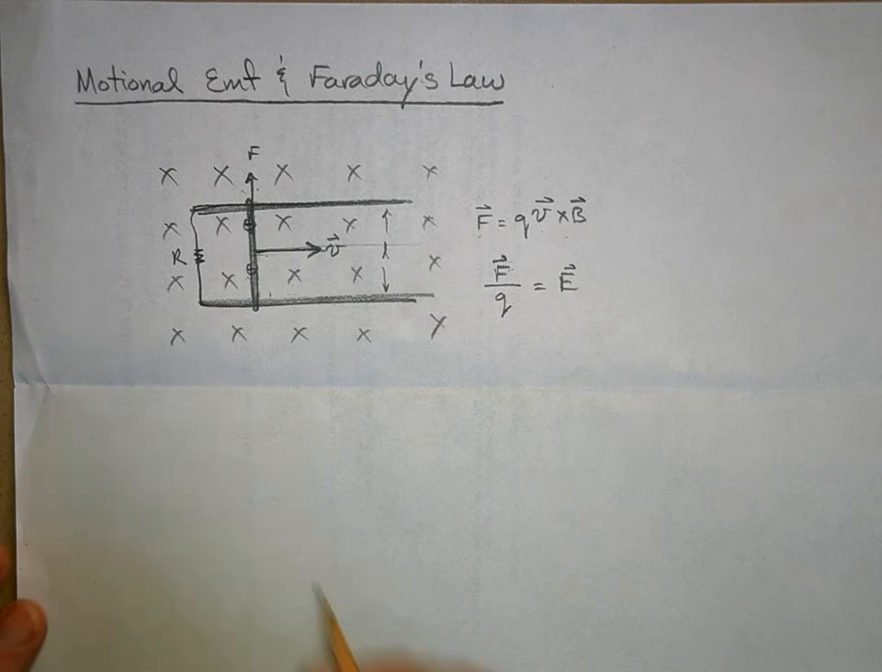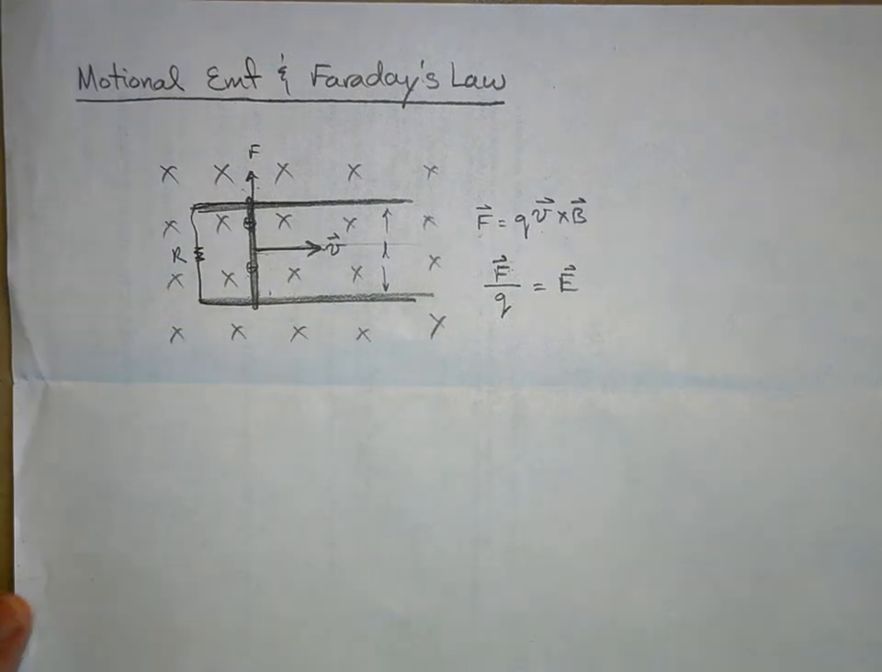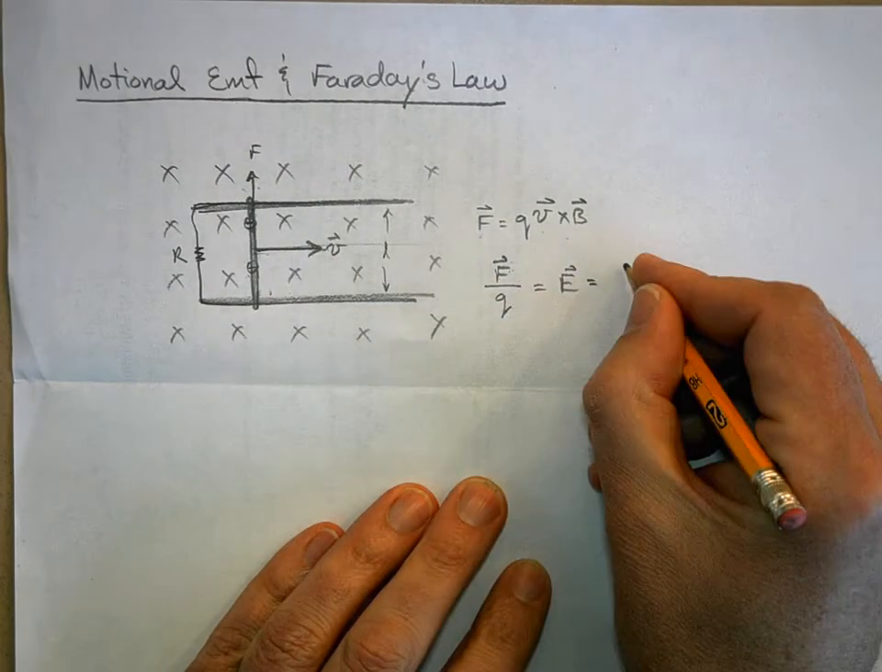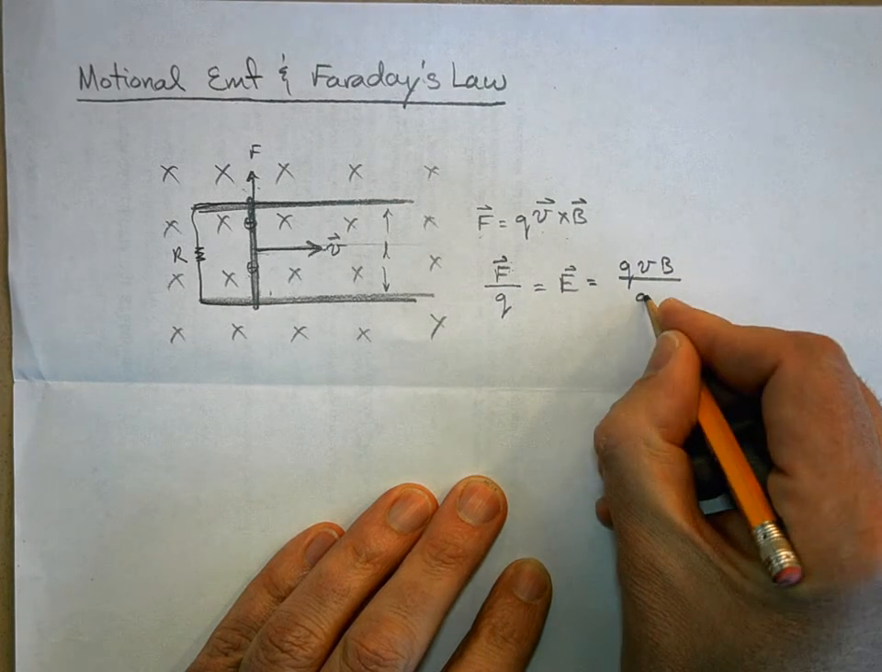So now we've got an electric field in here created by moving the charged particle through a magnetic field. Just like in the last thing we did, we're starting to see electric fields and magnetic fields really kind of merging. Is your head exploding yet? All right. So, what is this? This is QVB divided by Q.